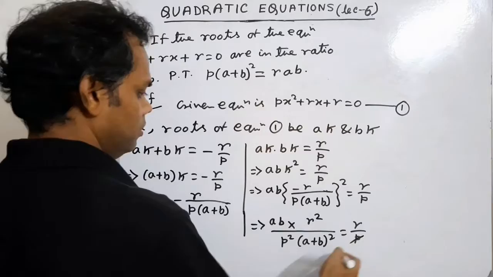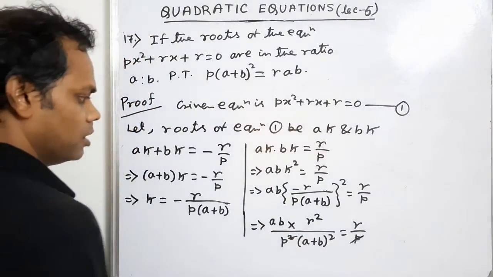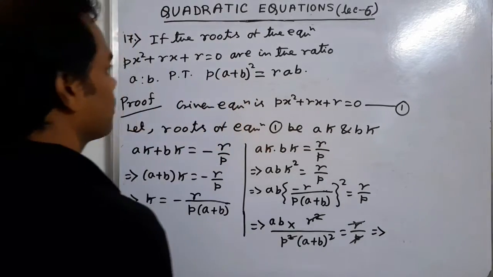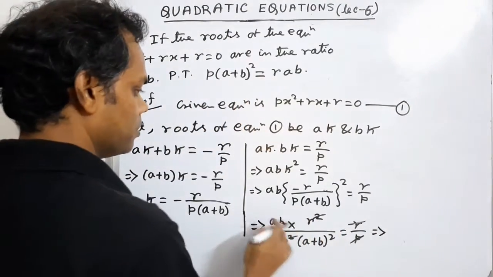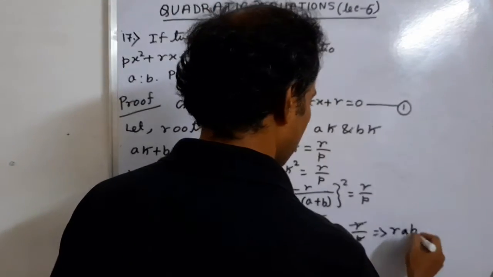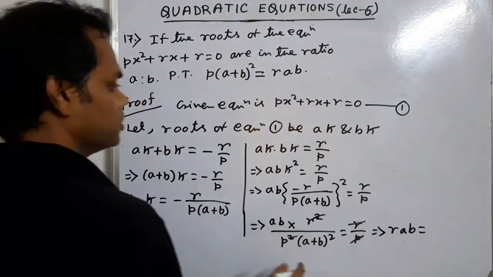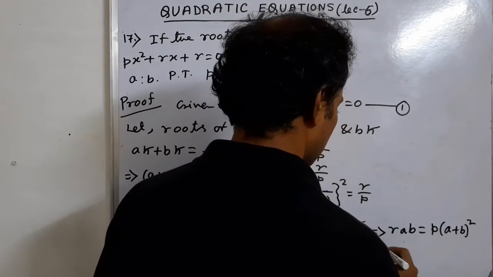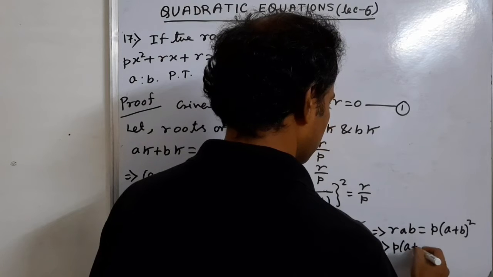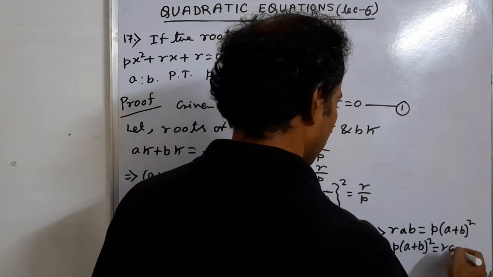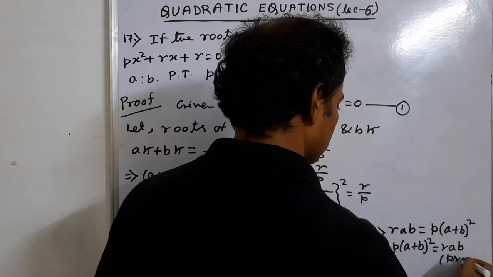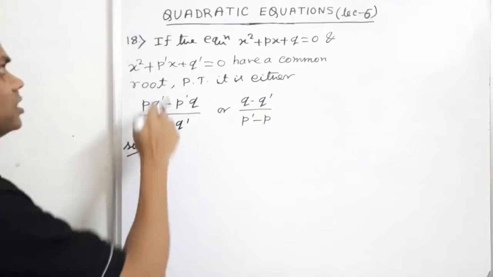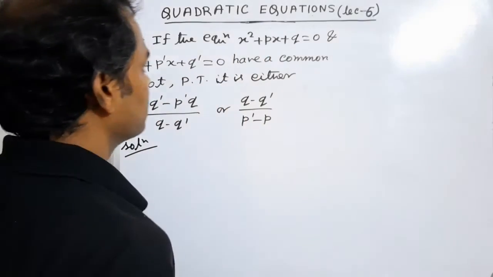By cancellation of p from the denominator and r in the numerator, we get rab equals p into (a plus b) square, or p into (a plus b) whole square equals rab. This is proved.